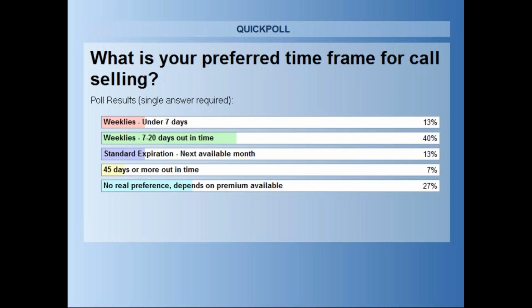All right, so 13% of you are looking for that quick trade, under 5 days, under 7 days. 40% of you are doing weeklies, but you're looking at more of that 10 to 14-day period to get a little bit better premium, maybe going 2 weeks out, maybe as much as 3 weeks out. 13% of you just stick with the standard expiration, the next available month. 7% of you are doing 45 days or more out in time. 27% have no real preference, depends on the premium available.